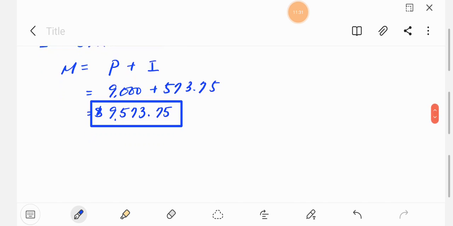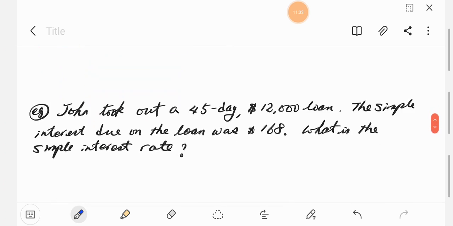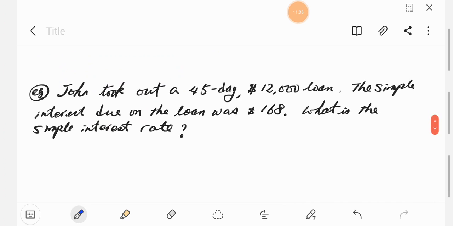All right, let's try an example here. John took out a 45-day, $12,000 loan, and the simple interest due on this loan was $168. What is the simple interest rate? This time we are looking for the simple interest rate, R. What is R, right?